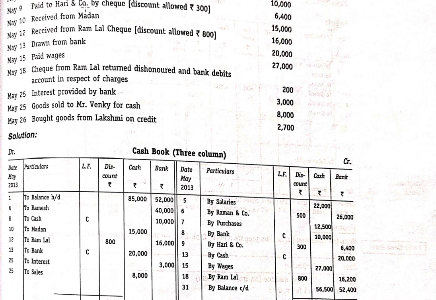We know here paid to Hari. So it is what? By Hari and Co. We have to write 300 and the bank 6,400. Okay. Now received from Mohan.